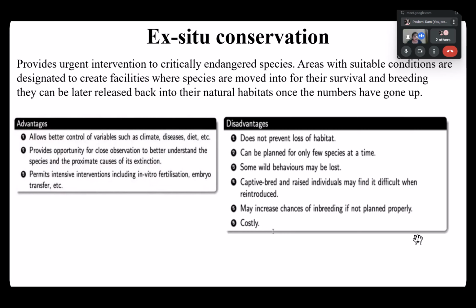Captive bred and raised individuals find it difficult when reintroduced, which is a problem because they have been grown in external environments, and they may increase the chance of inbreeding if not planned properly. That is exactly why you have in vitro fertilization and embryo transfer. You try to breed individuals from distinct locations so that they don't have inbreeding depression, and of course that makes it all the more costly. So this is costlier, in situ is less costly, but you can see advantage and disadvantage go hand in hand for both of these programs.